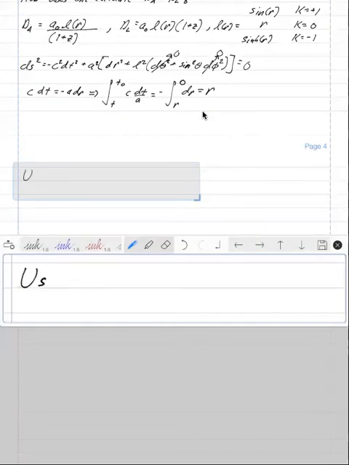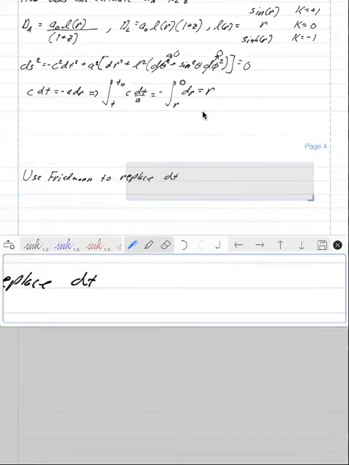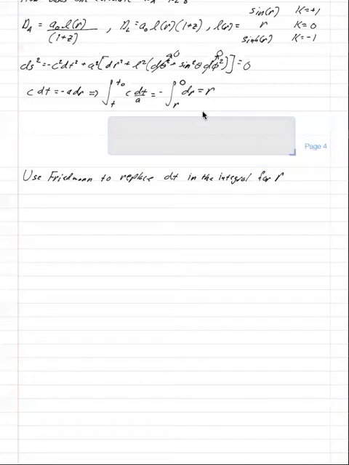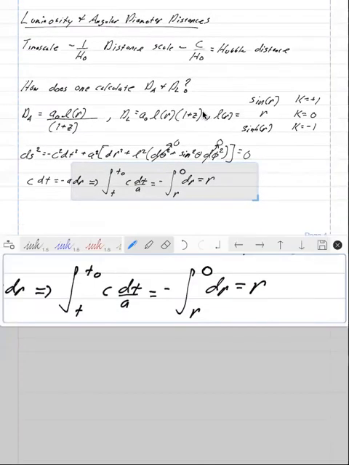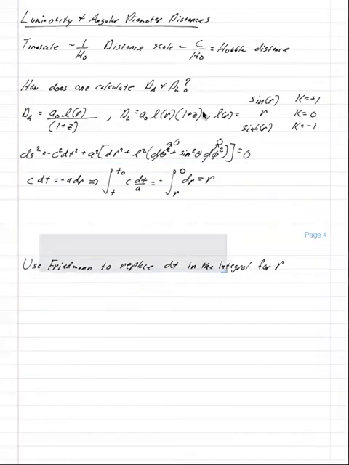We are going to use the Friedmann equation to replace dt in the integral for r. You see up here that in order to figure out what is r, what is that co-moving distance to that point, we need to integrate c over a over dt.